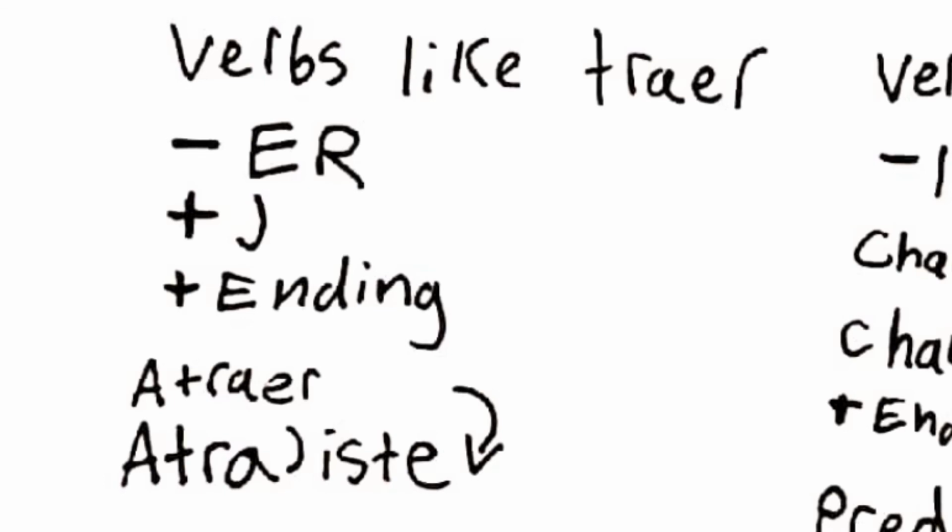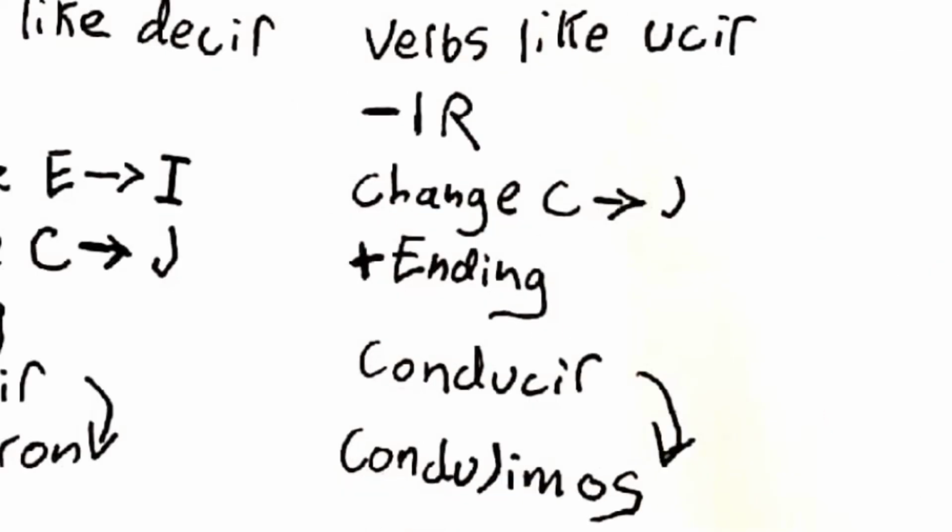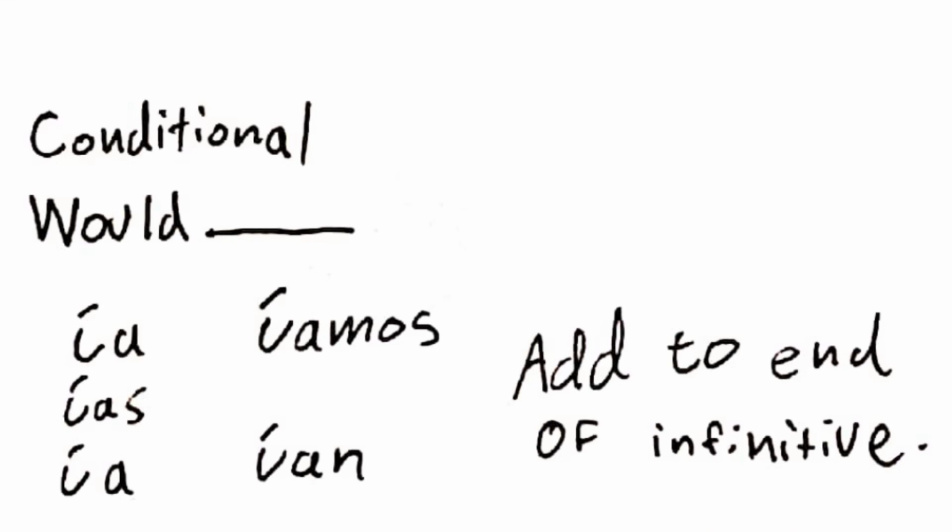For verbs that sound like traer, you take off the ER, you add a J, and then you add your ending. For verbs that are like decir, you take off the IR, you change the E to an I, and you change the C to a J and add your ending. For verbs like conducir, you take off your IR, you change the C to a J, and you add your ending.